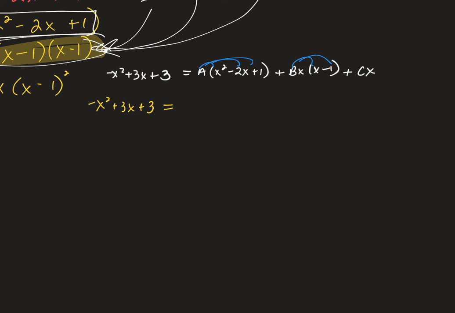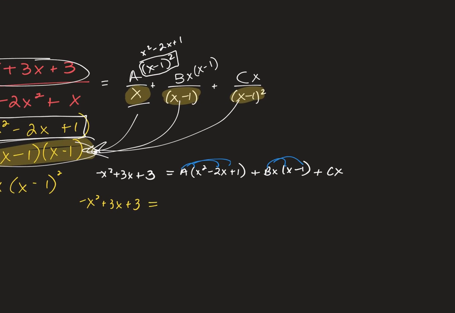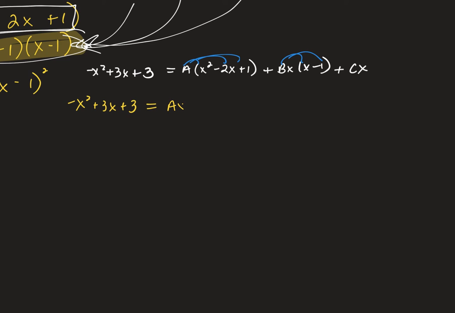How did it become the x? Oh, never mind. You good? Yeah? Okay. ax squared minus 2ax plus a plus bx squared minus bx plus cx.